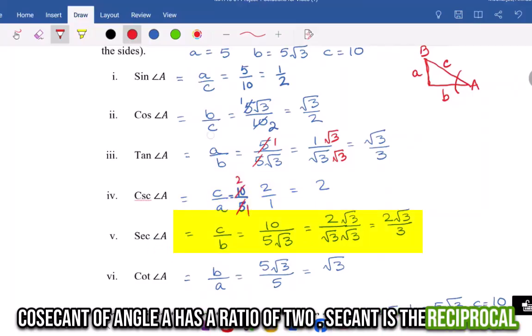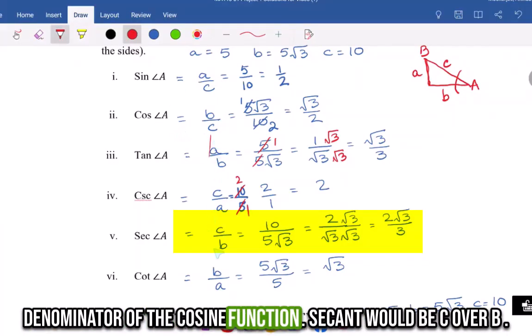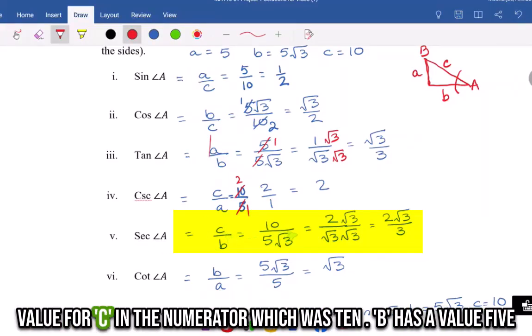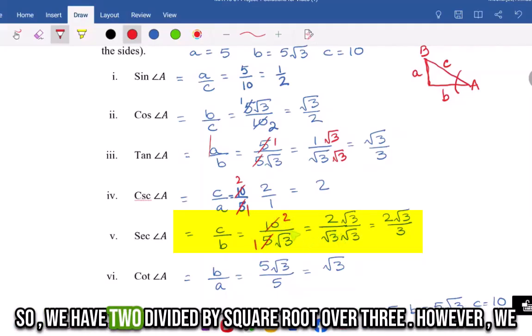Secant is the reciprocal of the cosine function. So we can flip the numerator and denominator of the cosine function. Cosine was B over C, so secant would be C over B. Plug in the value for C in the numerator, which was 10. B has a value of 5 times square root over 3. Again, 10 divided by 5 is 2. So we have 2 divided by square root over 3.